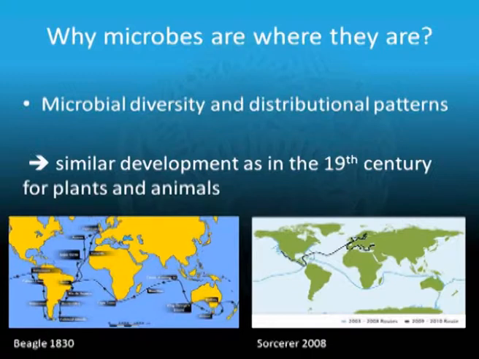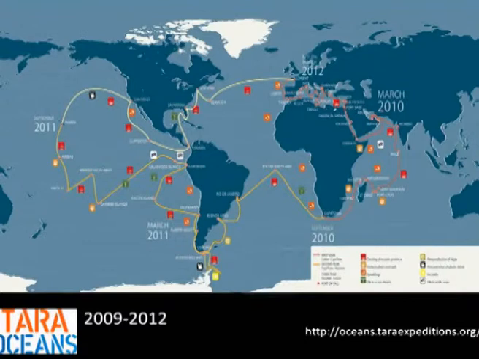So now I'm going to tell you about one of these global expeditions we are involved in. It's called Tara Oceans. We are doing work in Barcelona, and this is a consortium with a lot of French people. The headquarters are in France, and it's organized from there. It's basically a small ship that is going around the world and sampling the ocean.